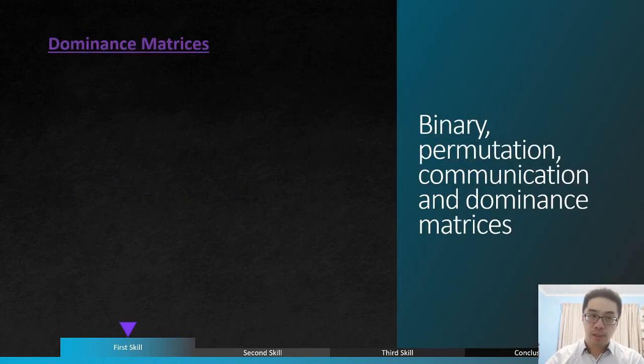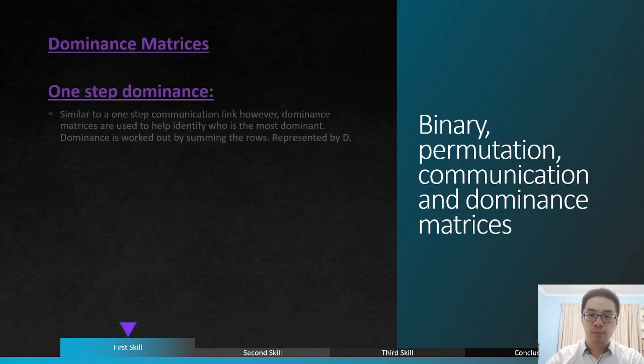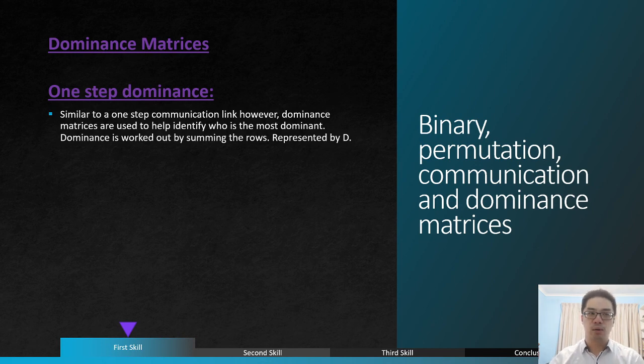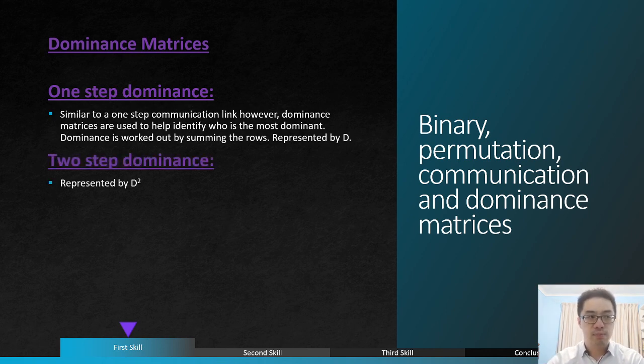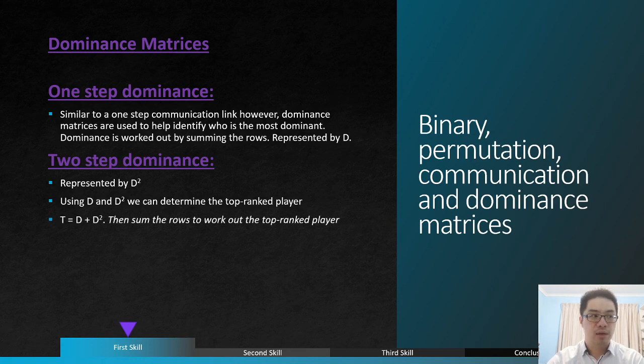The next one is dominance matrices. A 1-step dominance matrix is similar to a 1-step communication link. However, dominance matrices are used to help identify who is most dominant, or which team is most dominant, or who is the winner. Dominance is worked out by summing the rows and is represented by D. Two-step dominance is represented by D squared.